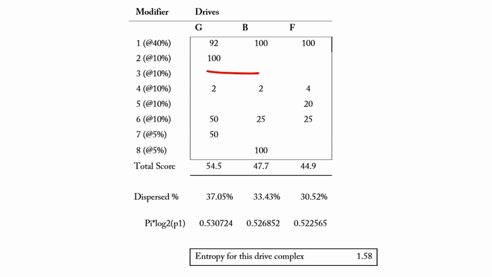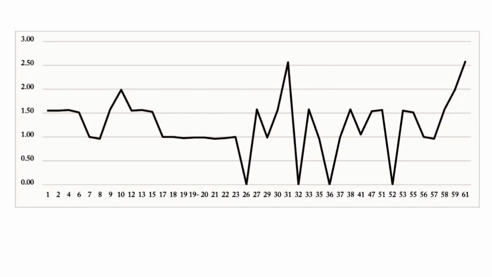We add in the log scores, and that produces an entropy of 1.58 for that complex. Now that's only interesting when you start comparing it with the entropy for the entire piece, which is what we do in this next graph.